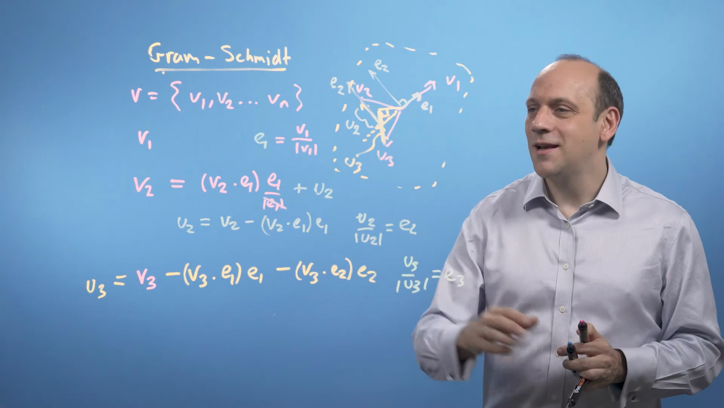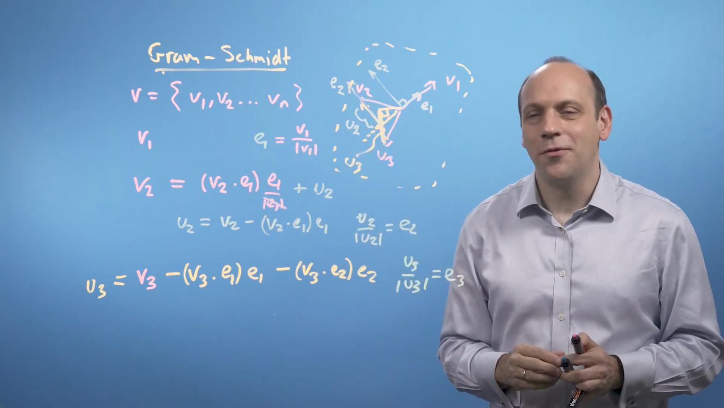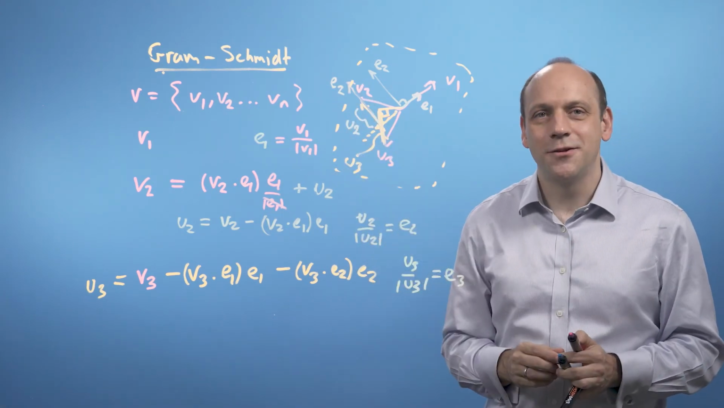And what we'll do next is we'll apply this, we'll try this for an example and see how it rolls, and then apply that to doing a transformation.